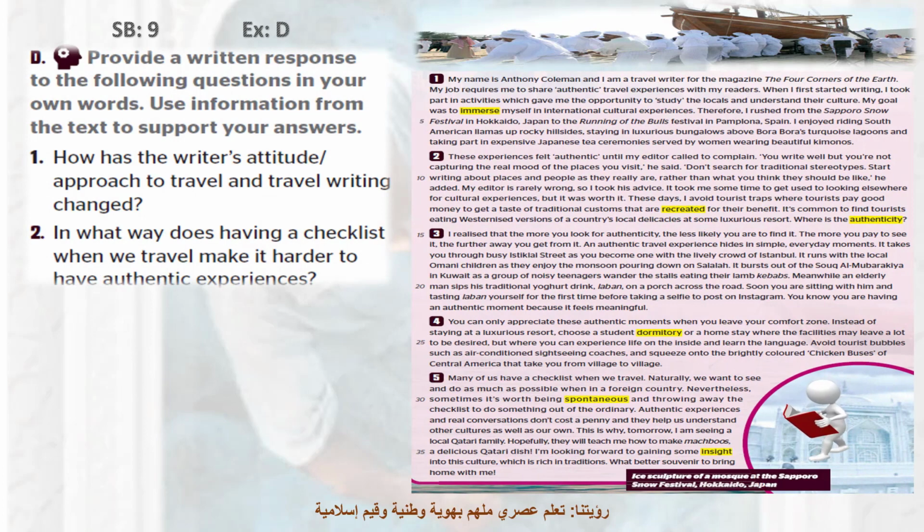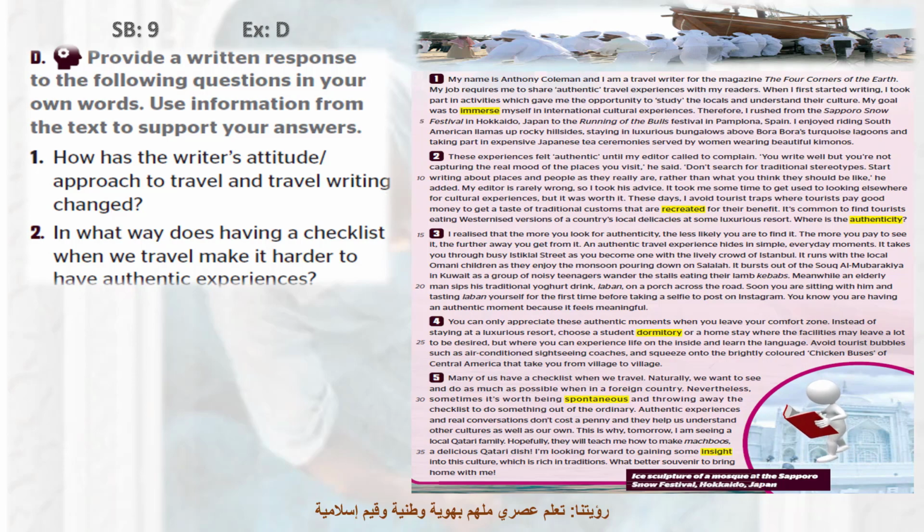Exercise D. In exercise D, the writer asks you to provide an answer for a question and then give evidence from the text. The question says, provide a written response to the following questions in your own words. Use information from the text to support your answer. This type of question comes in the CR form. CR form means constructed response form.